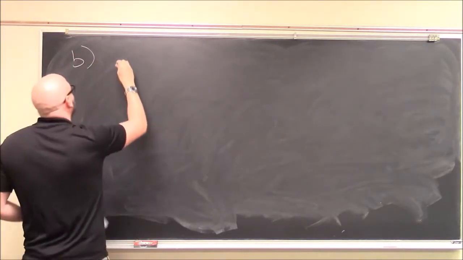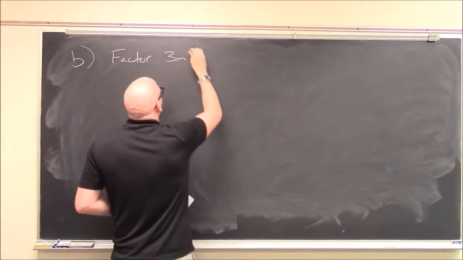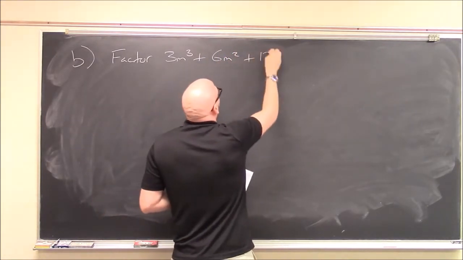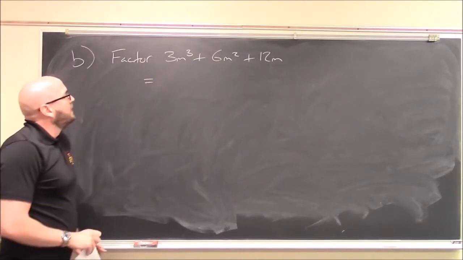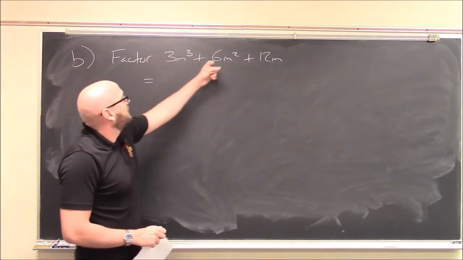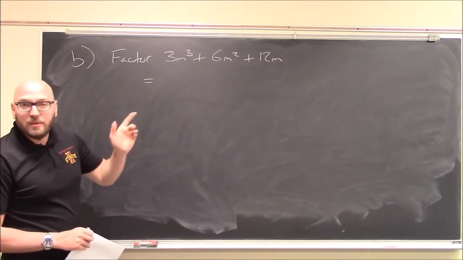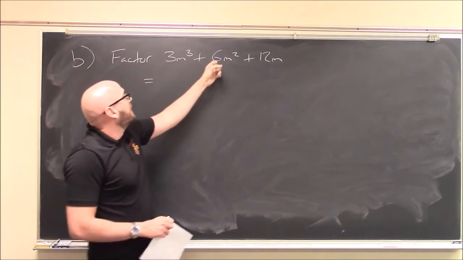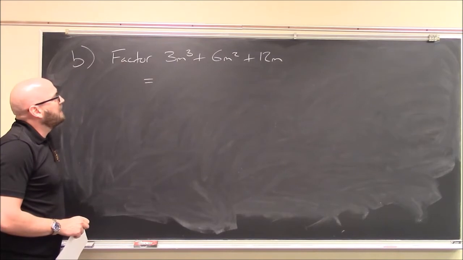Alright, here's another example. Let's say factor 3m cubed plus 6m squared plus 12m. Okay, so what can I divide all of the terms by? What's common to all of them? Well, I could divide 3 by 3, 6 by 3, and 12 by 3. So they're all divisible by 3, but I can actually divide them by a bit more than that. They're also all divisible by m. M goes into m cubed perfectly, m goes into m squared perfectly, and m goes into m perfectly. So I can divide by more than just 3.